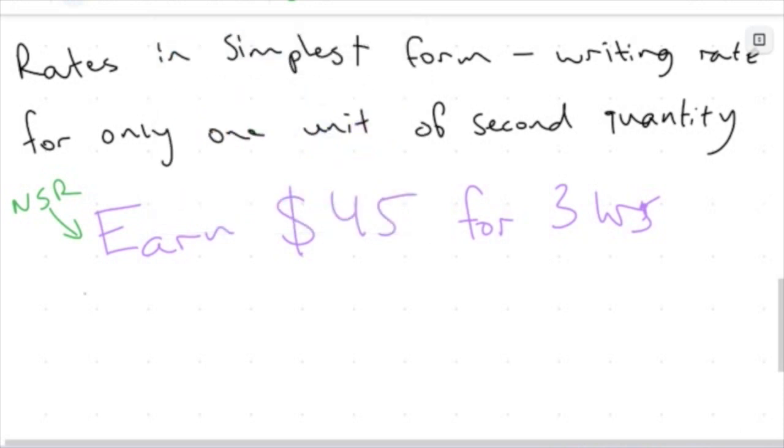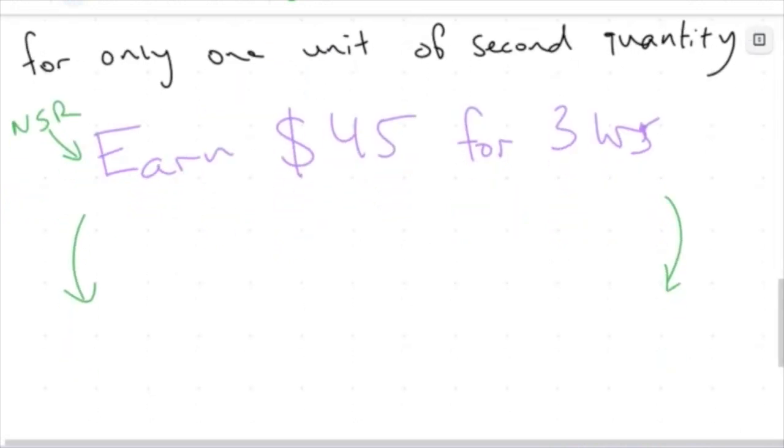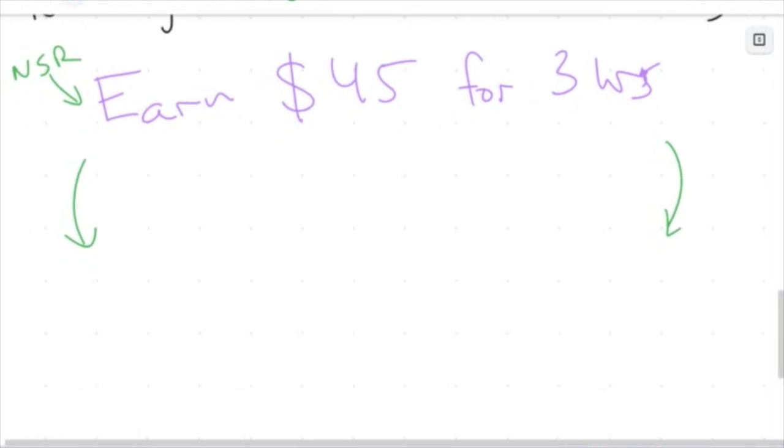Now, if we wanted to convert this to an easier way to write this, so if we wanted to find out how much this person was making per hour or for 1 hour, we can use something that will hopefully be familiar to you. We talked about this quite a bit recently, but we're going to use what we call the unitary method.